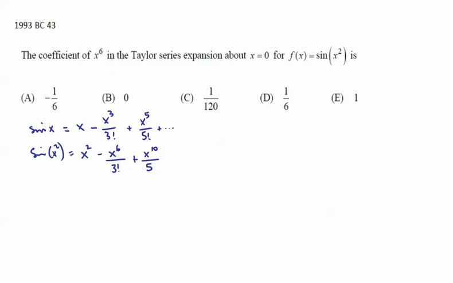Now sometimes you're asked for the derivative, which is part of that coefficient, and sometimes you're asked for the whole coefficient. Well, in this case, x to the sixth has a coefficient of simply negative 1 over 3 factorial, which is negative 1/6, and that does it.